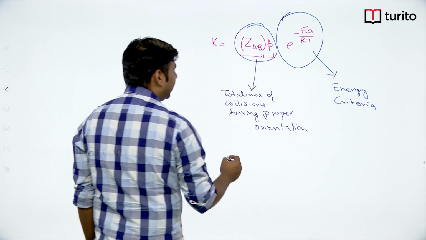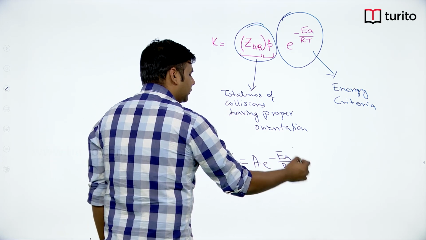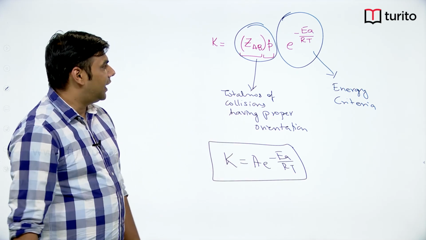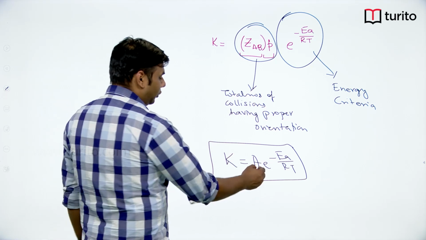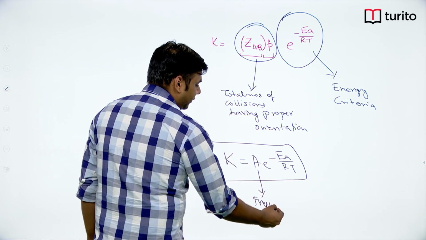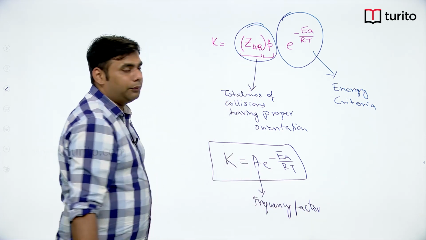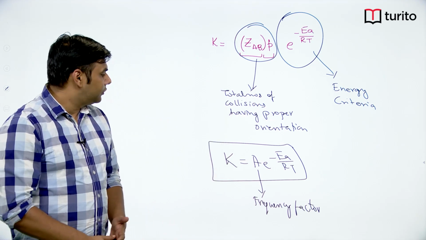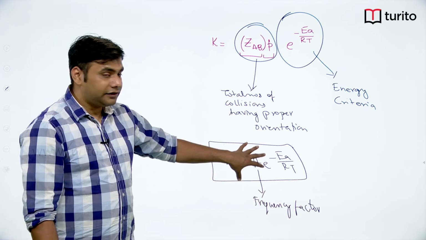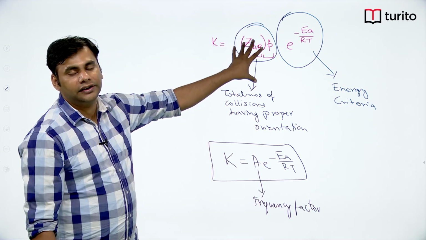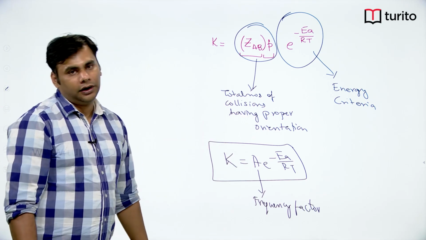So if you remember, we said that through the Arrhenius equation, K is equal to A into e raised to minus Ea by RT. You can very clearly see that the Ea by RT terms are common. So basically A, the Arrhenius constant, also called the frequency factor or pre-exponential factor, is equal to ZAB into P if you just compare the equation. So we can say that the frequency factor or the Arrhenius constant signifies the total number of collisions having a proper orientation. This is the inference we can draw from the collision theory.